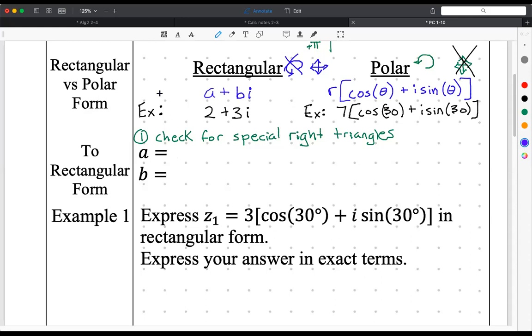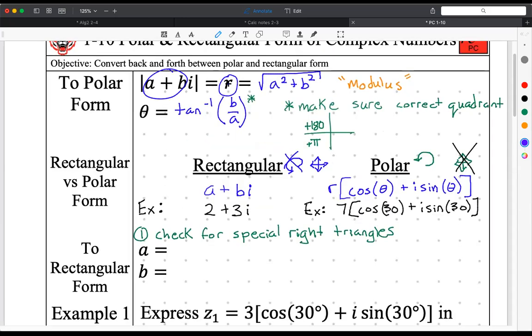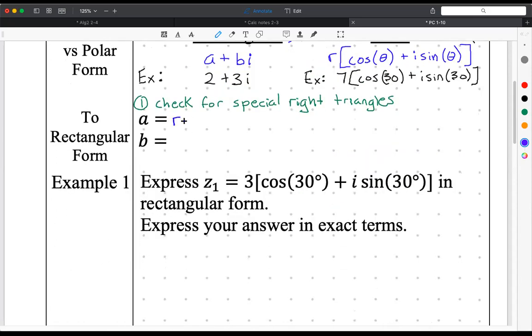Ellery, do you see it? Yeah, maybe. So you take the absolute value of z times the cosine of theta plus the absolute value of z times sine of theta i. Yep, that's it. And I'm calling that absolute value r in this case instead of absolute value of z. So I'm going to say r times cosine of our argument theta, and b is going to be r times sine of that same argument theta.